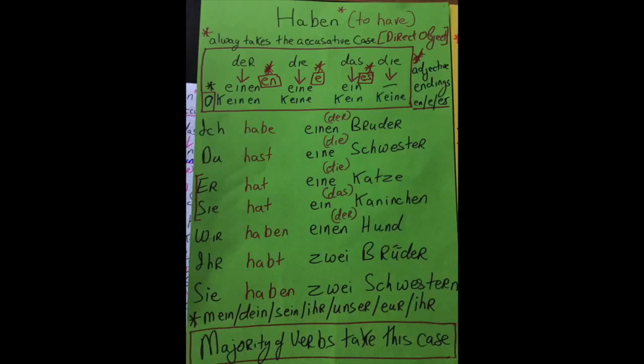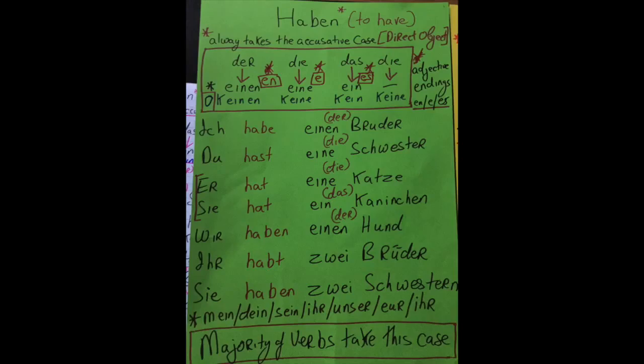Bruder is a masculine noun. It takes der. So we look up at our table. Der goes to einen. Okay? It takes an en. The second one. Du hast eine Schwester. You is in the nominative because we're talking to you, you're a subject. Schwester because it's a die word. Die goes to eine. Du hast eine Schwester.